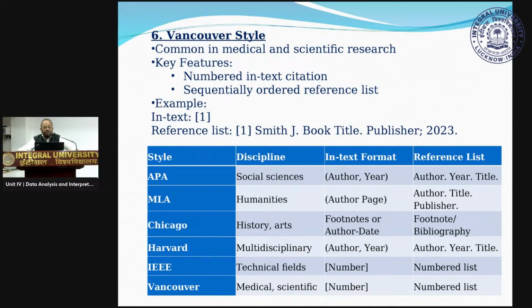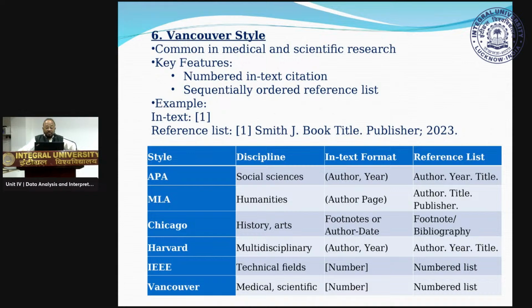This is the format which can differentiate the different styles. APA in social science: author, year, title, reference. MLA in humanities: we generally use author, page, author, title, publisher. Chicago in history and arts: we generally use footnotes, or author-date, footnotes and bibliography. Harvard is multidisciplinary: author, year, title.